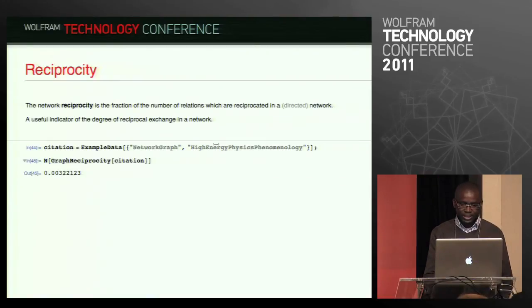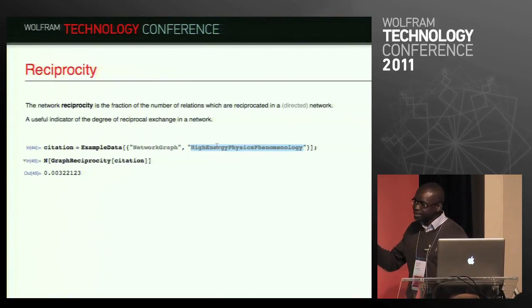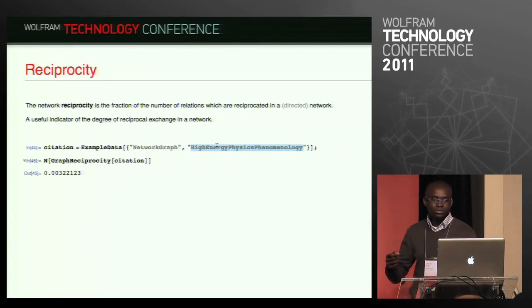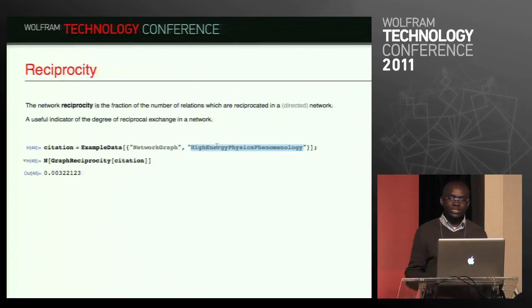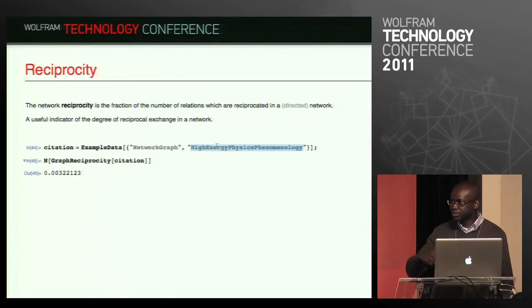Here is an example for a set of high energy physics articles, a citation network, where you can see how the collaboration goes and who cites other papers. You can guess that for a citation network, the reciprocity should be low, because there's no reciprocal relation between papers that cite each other.